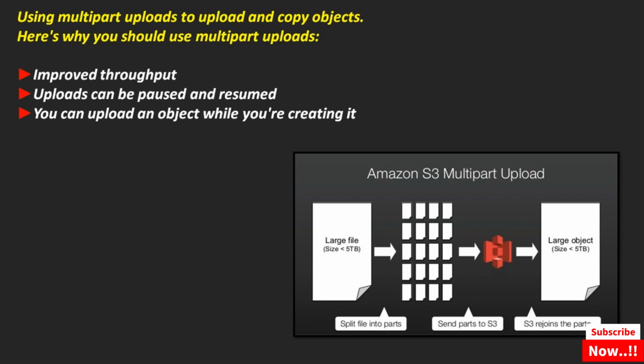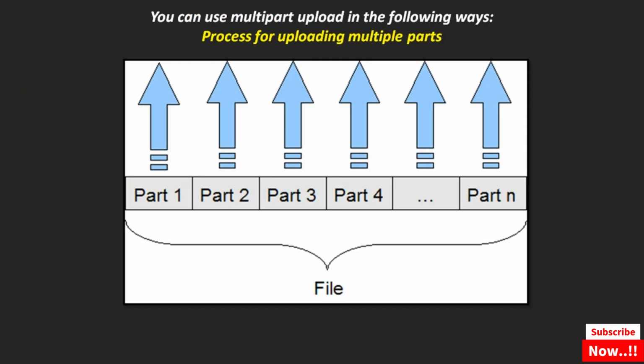It means you can just start your uploading process before you know the final size. And you can use multi-part upload in the following ways. You can use multi-part upload to maximize bandwidth by uploading parts of the object in parallel for multi-threaded performance if you are uploading large objects.